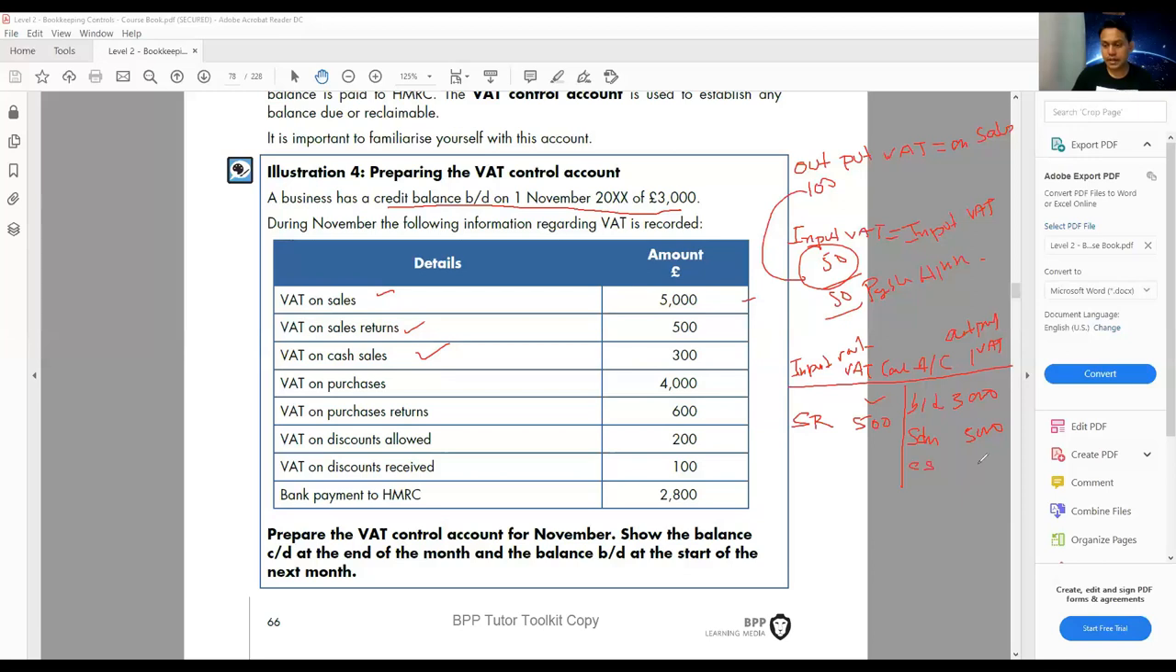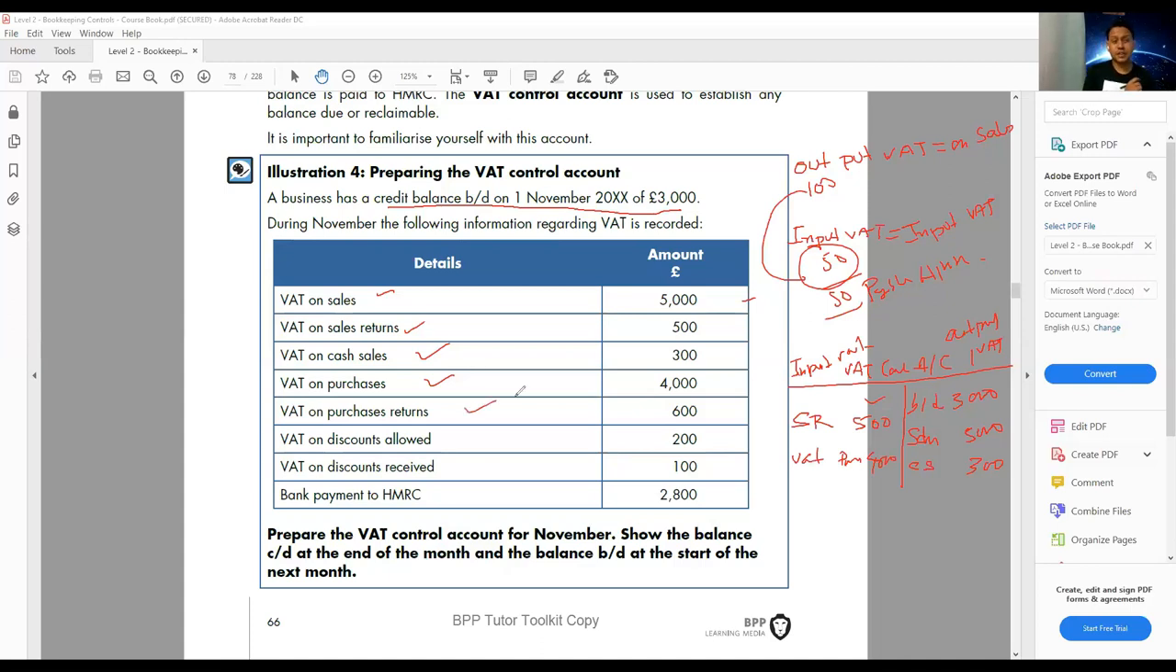Cash sale, 300. Then we have VAT on purchase. So I buy something and I paid some VAT to my supplier. That's input VAT. So when I buy something and pay the VAT, that will decrease my liability because I'll reduce this amount from the output VAT. That will decrease my total liability and I'll record it on the debit side. So VAT on purchase, 4000.